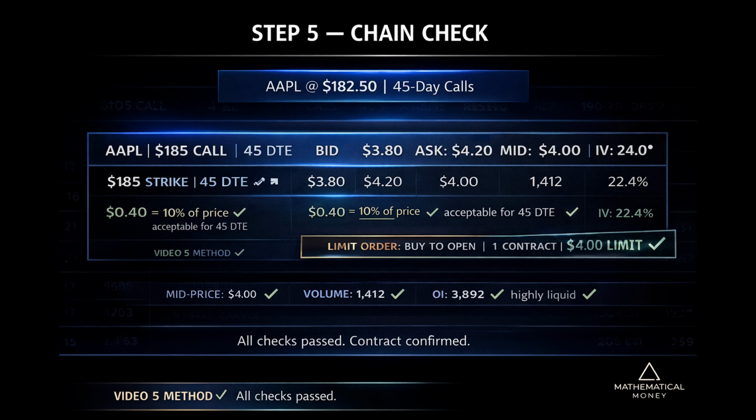Implied volatility on this strike, 22.4%. Right at the historical average, you are not paying an elevated volatility premium. The chain confirms everything you need. Contract, Apple 185 call, 45 DTE, at a limit of $4 even.